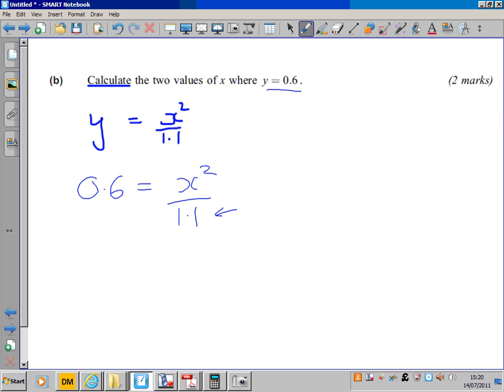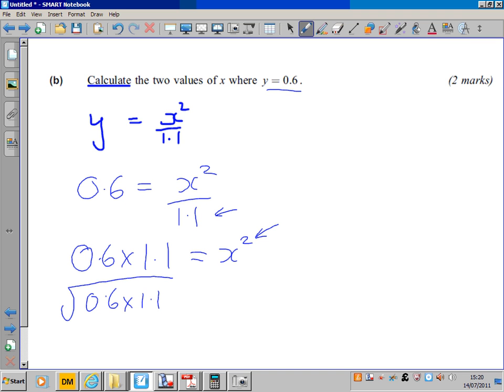To do that, because it's being divided by 1.1, if I want to get rid of it, I have to times up. So I've got 0.6 times by 1.1 equals x squared. Okay, and then I need to get rid of the squaring, and the opposite of squaring is square rooting. So I'm going to do square root of whatever the answer to 0.6 times 1.1 is.